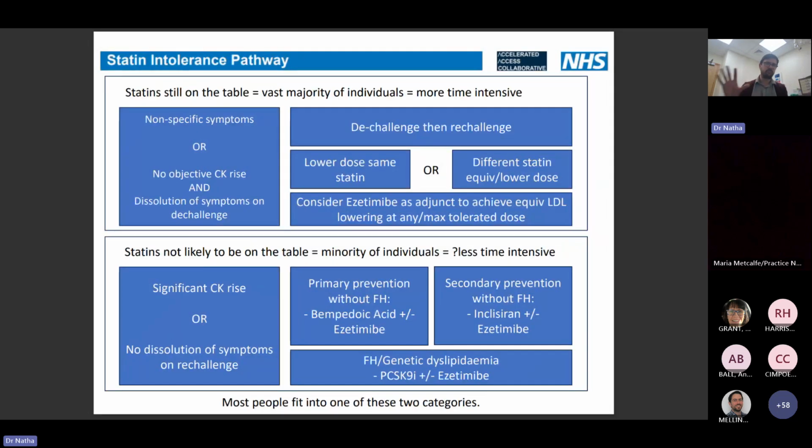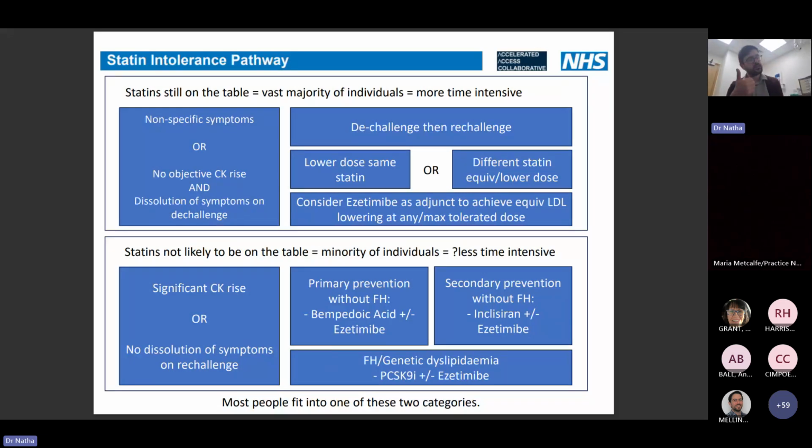But really, if we were to simplify it into two main categories of individuals that you will see in primary care, there's those where statins are very likely to still be on the table at some point. It is more time intensive, and those represent the vast majority of individuals, but could be kept down to 3 discrete steps if you've got a patient in front of you or you're considering statin intolerance. First step being de-challenging whatever statin therapy they're on, or at least de-escalating.